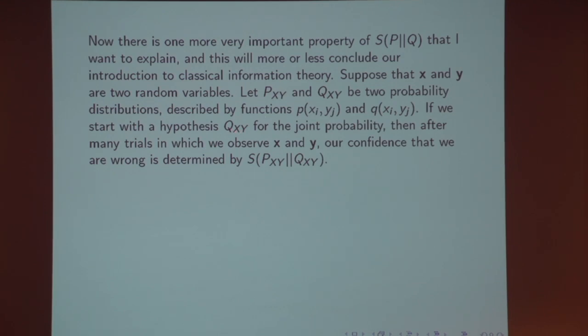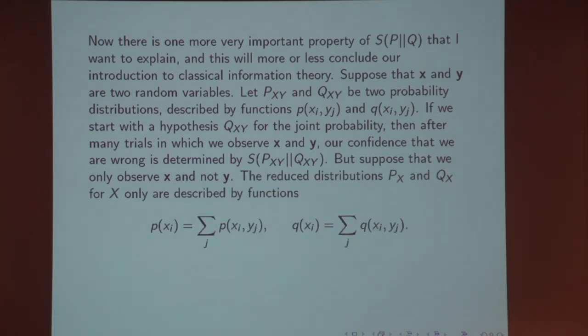Well, we start with a hypothesis q of xy for the joint probability. But again, if p of xy is the correct answer, after many trials in which we observe x and y, our confidence in being wrong is determined by the relative entropy between them. But suppose we only observe x and not y. Well, then we could describe what we observe by reduced probability distributions px and qx, where you integrate out y from the full distributions.